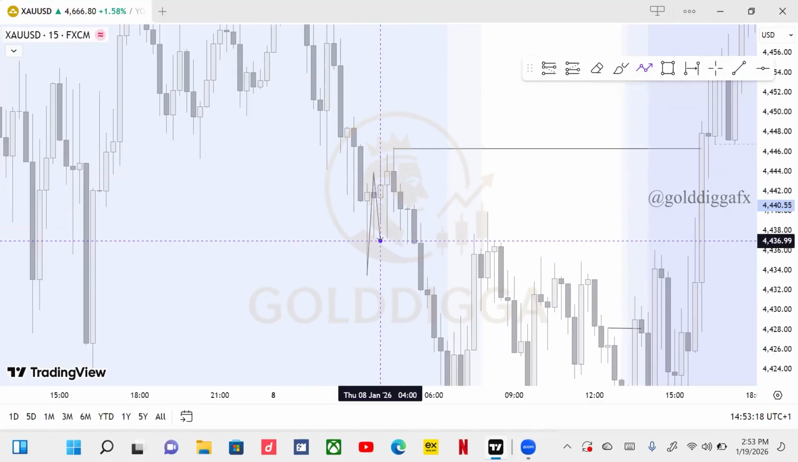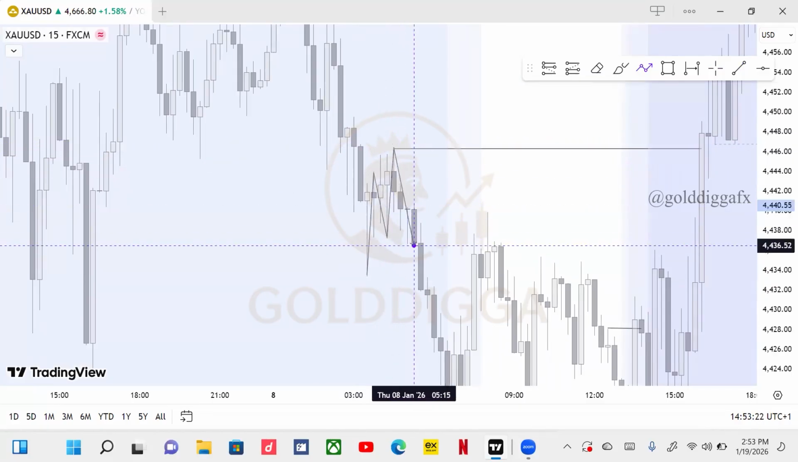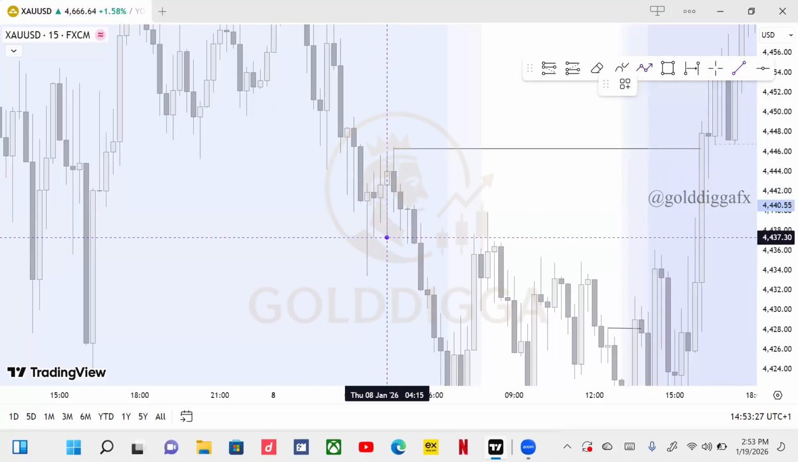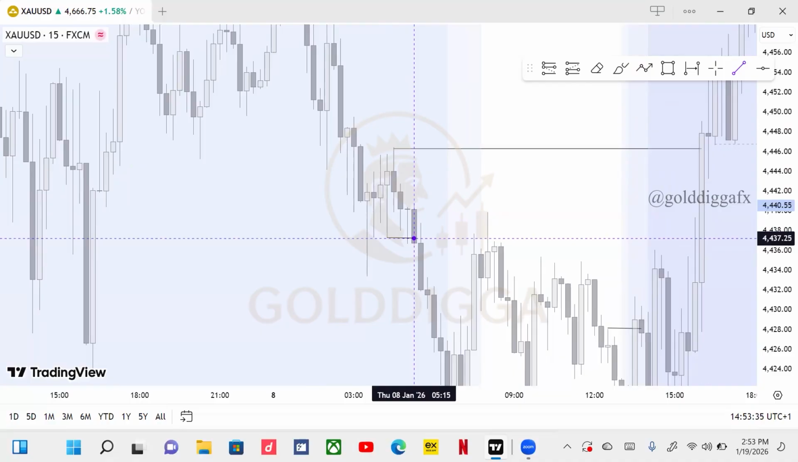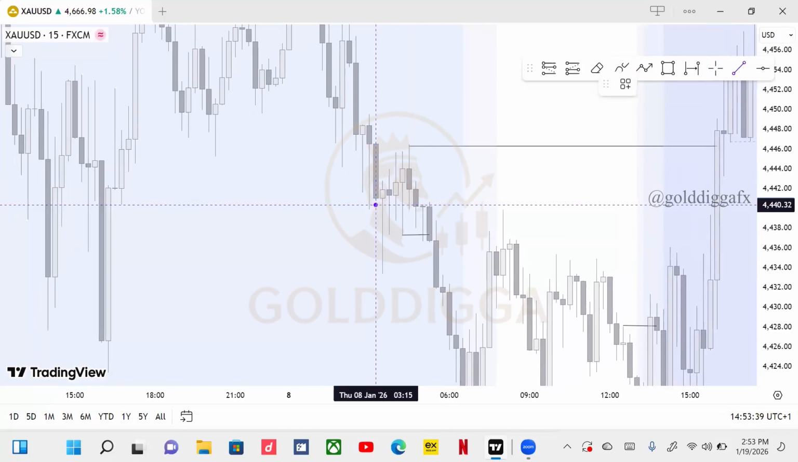Of course, you use that with other confluences also. So once price breaks here with this black candle, price breaks here. What's your liquidity? This.